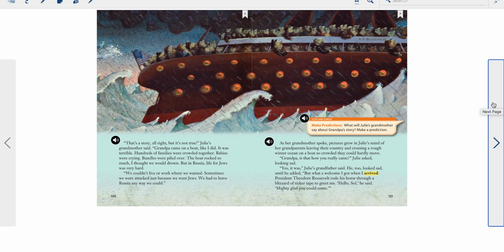As her grandmother spoke, pictures grew in Julie's mind of her grandparents leaving their country and crossing a rough winter ocean on a boat so crowded they could hardly move. "Grandpa, is that how you really came?" Julie asked, looking sad. "Yes, it was," Julie's grandfather said. He, too, looked sad. Until he added, "But what a welcome I got when I arrived. President Theodore Roosevelt rode his horse through a blizzard of ticker tape to greet me. 'Hello, Sol,' he said. 'Mighty glad you could come.'"